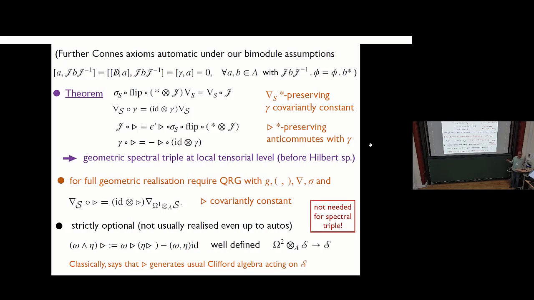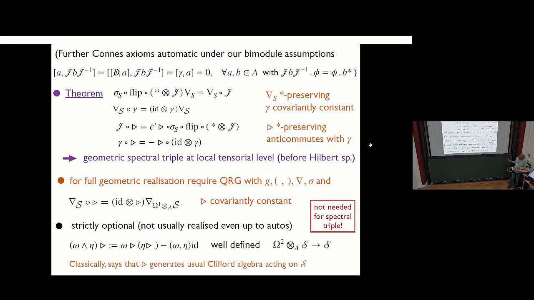Do you remember what I told you about omega 1? It was that star commutes with dagger up to a flip. And that's the same thing here, but J plays the role of star, on S. Then this just says that gamma is covariantly constant with respect to the connection on S on the two sides. And the same thing for the Clifford action: this says that the Clifford action respects star in a natural way, and this says that it anti-commutes with gamma.